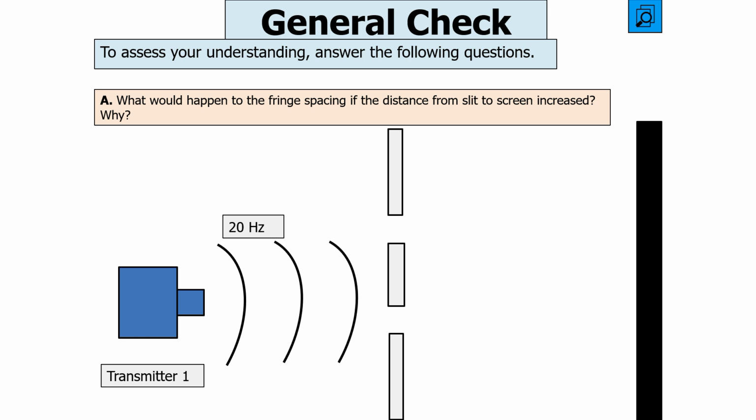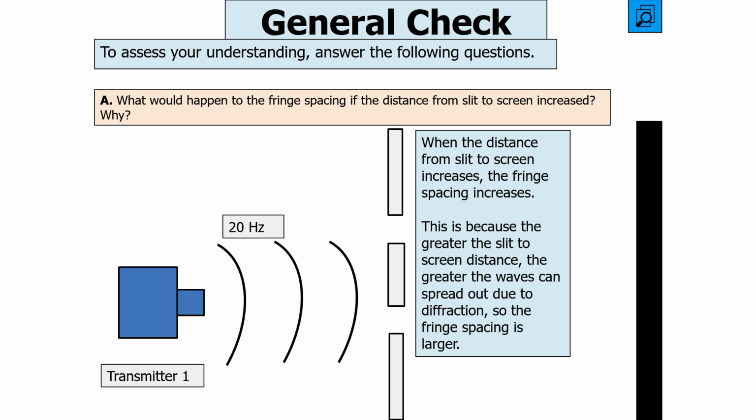What would happen to the fringe spacing if the distance from slit to screen is increased and why? When the distance from slit to screen increases, the fringe spacing increases. This is because the greater the distance from slit to screen, the greater the wave can spread out due to diffraction, so the fringe spacing is larger.